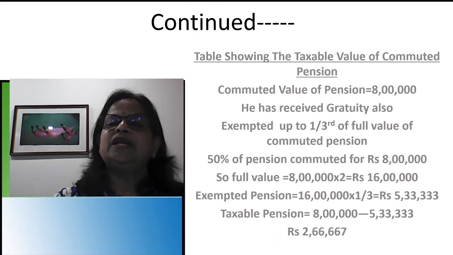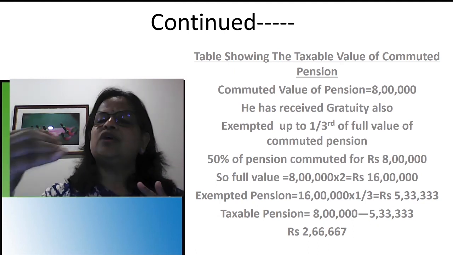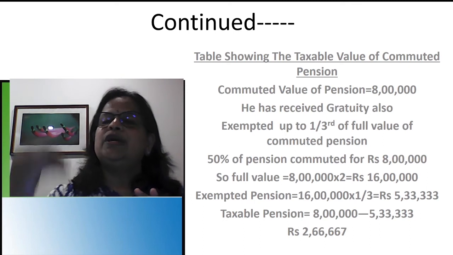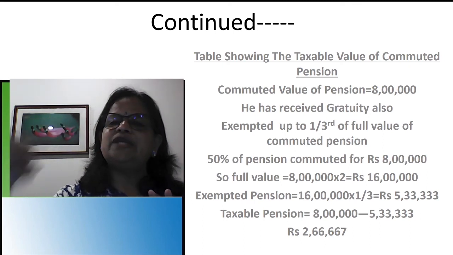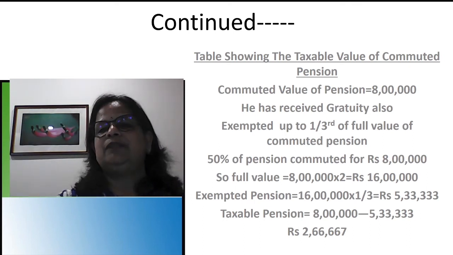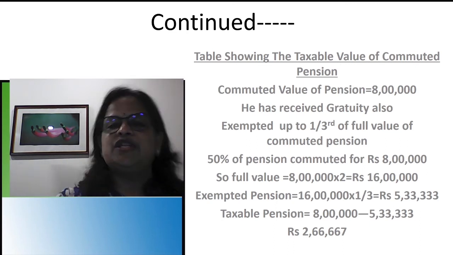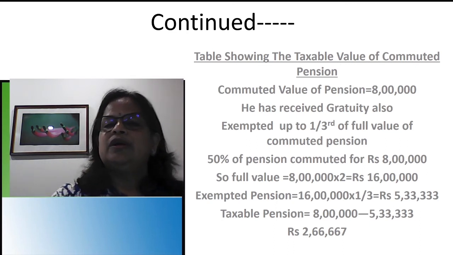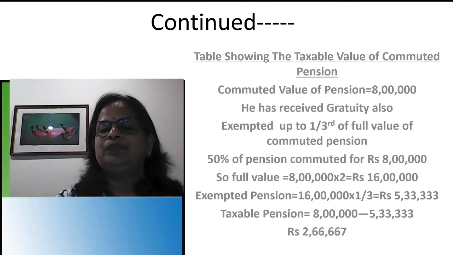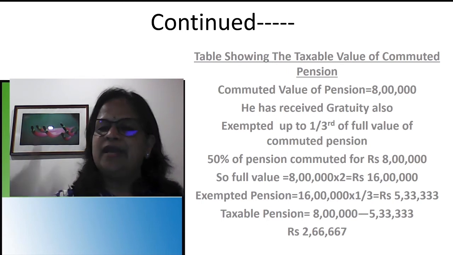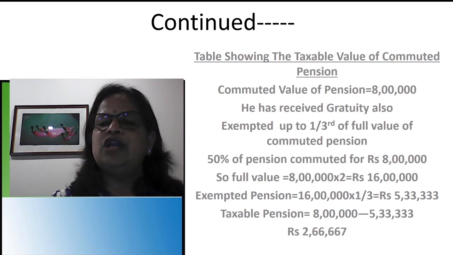Now you have to see the commuted pension. You have to remember that now he is in the private sector, so the computation is divided into two: whether he is receiving gratuity and whether he is not receiving gratuity. He has received gratuity also. So it is exempted up to 1/3 of the full value of commuted pension. You have to remember 50% of pension is commuted for 8 lakhs. You have to calculate the full value of pension.